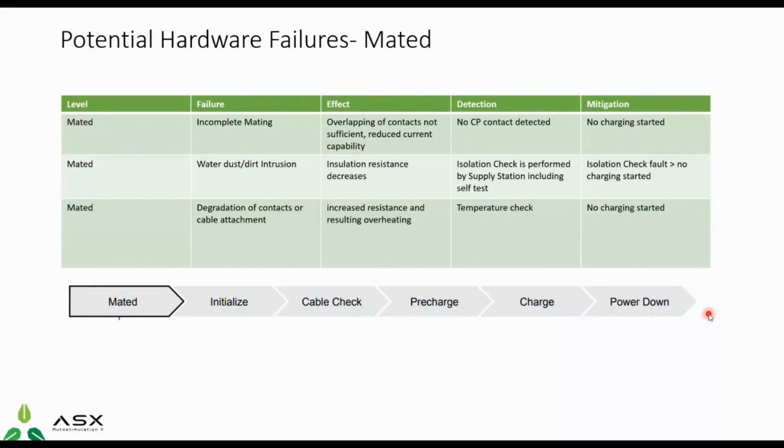Like checking of the temperature, then isolation checkup, then the CP contacts, how the CP contacts are, and all these physical testings will be done by that emulator. It is quite heavy, let's say it's having a 30 kilowatt battery or 60 kilowatt battery.